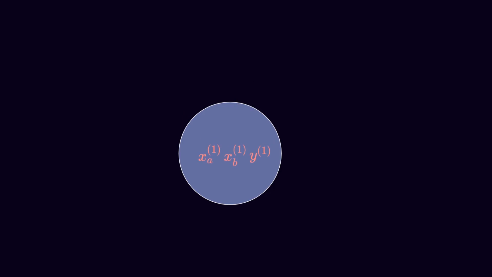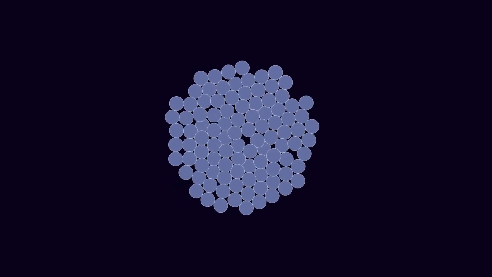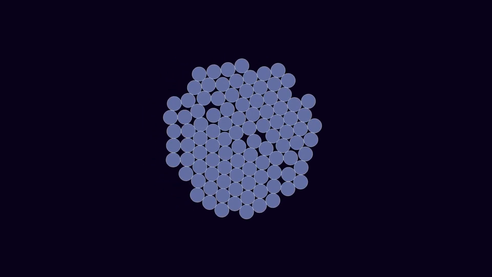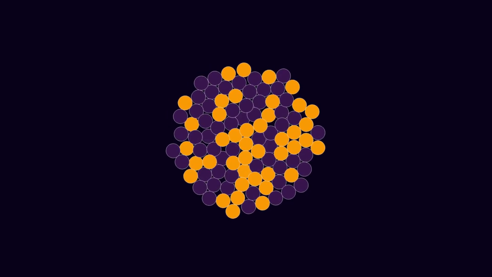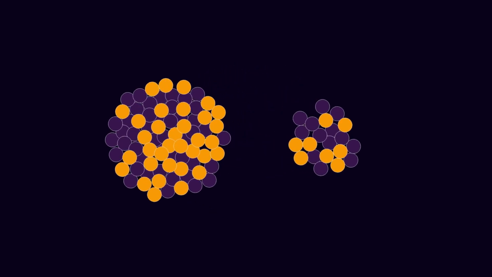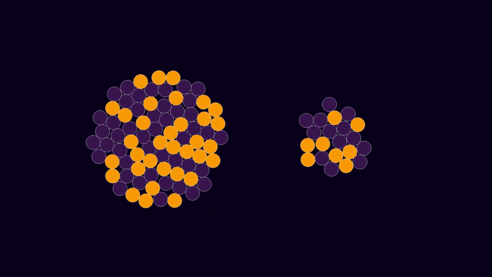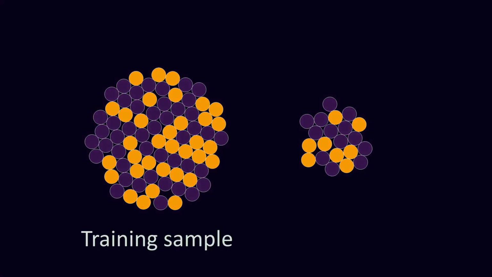Repeating the same procedure for all observations, we can think of our dataset as a swarm of nodes. We color the nodes based on whether the corresponding observation is malignant or benign. Now, in order to build a model, we need to divide our data into 2 portions. The bigger portion on the left is called training sample. As its name suggests, it is used to train or to fit the model.